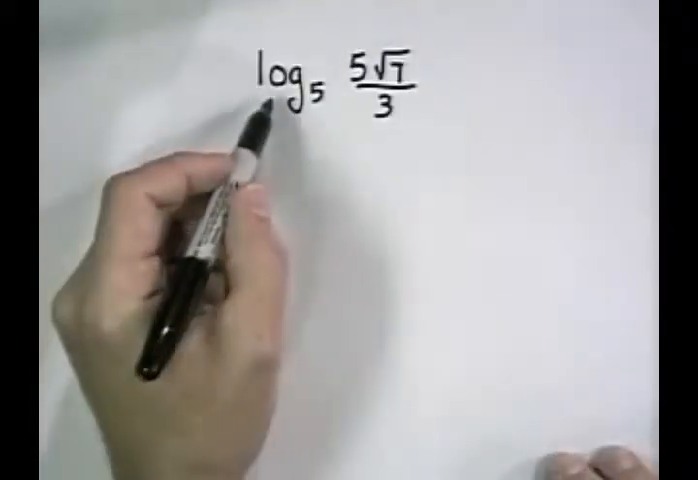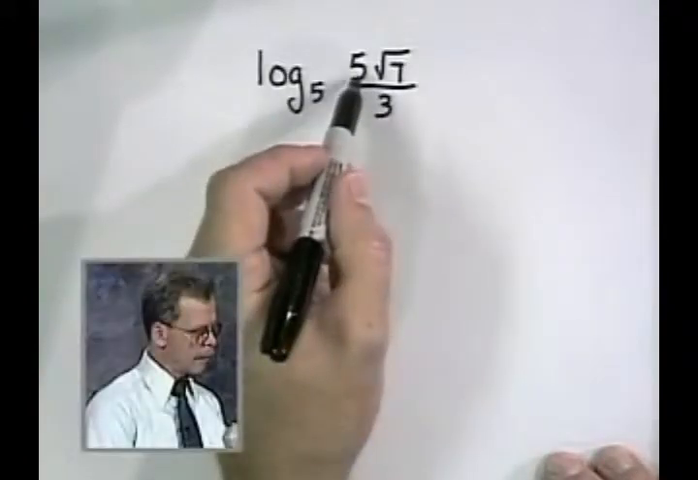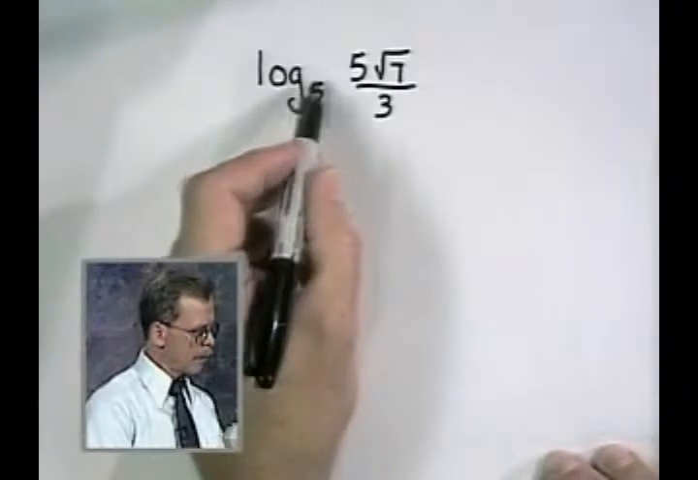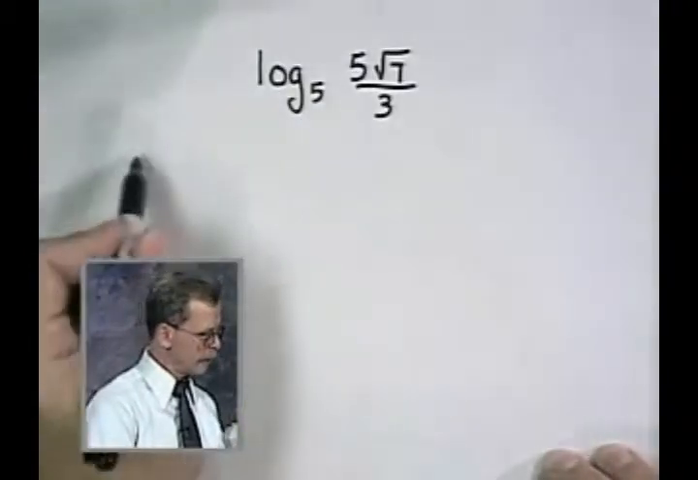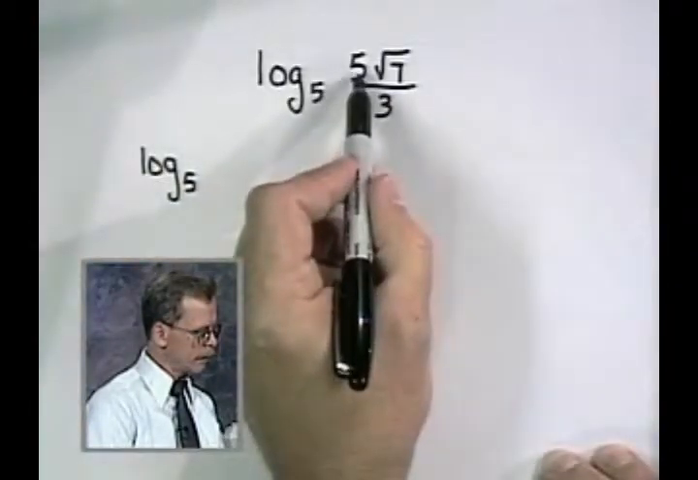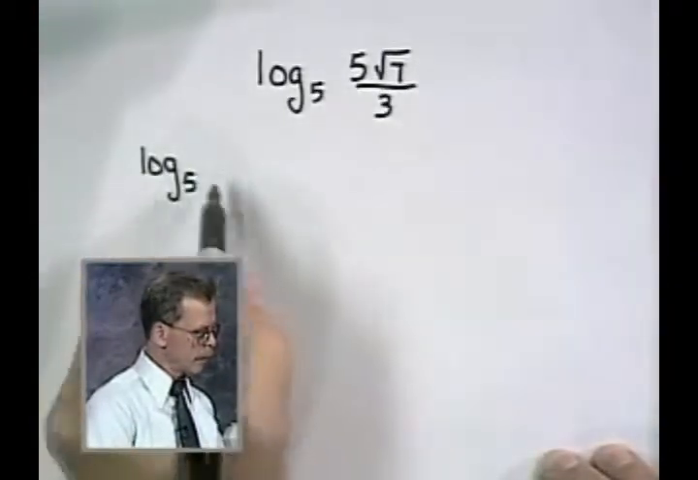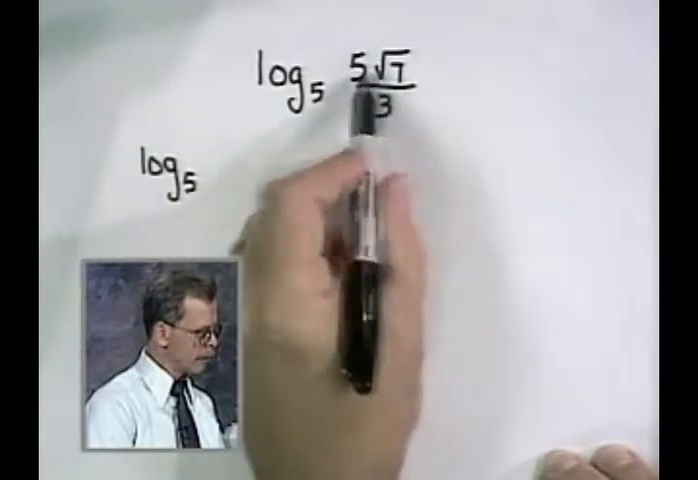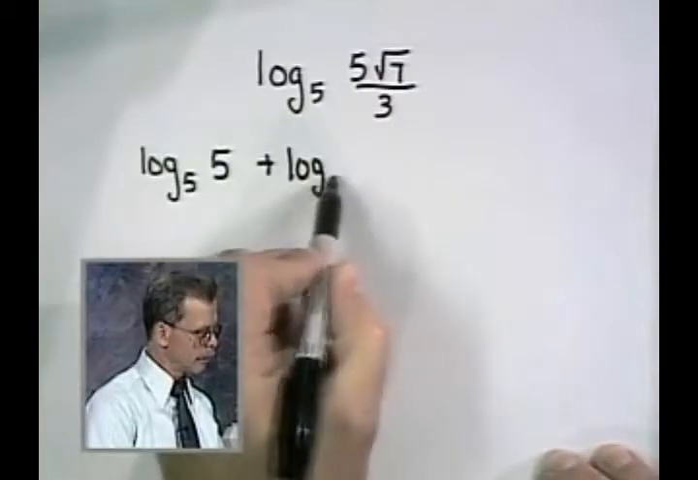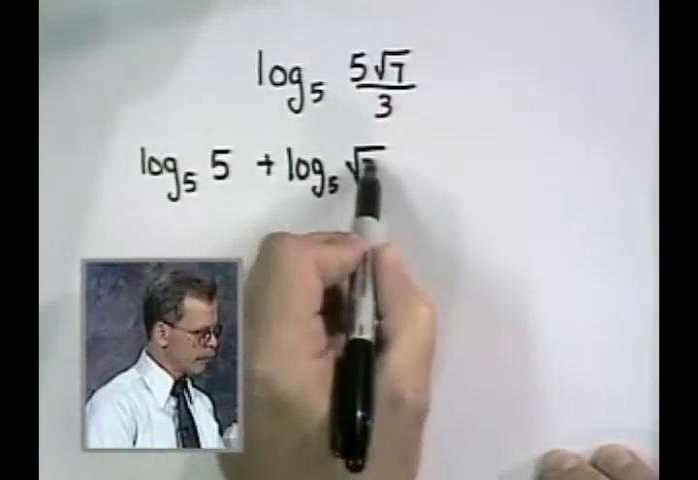Let's see how we could use these properties to simplify expressions that are written in logarithmic form. We have log base 5 of 5 times the square root of 7, divided by 3. All of our problems will involve log base 5. Here's a product, 5 times the square root of 7, so that means we're going to add the logarithms of those two numbers: log base 5 of 5 plus log base 5 of the square root of 7.